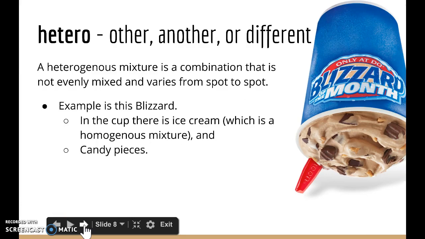Hetero is a mixture that is different. Hetero means other or another or different. A heterogeneous mixture is a combination that is not evenly mixed and varies from spot to spot.